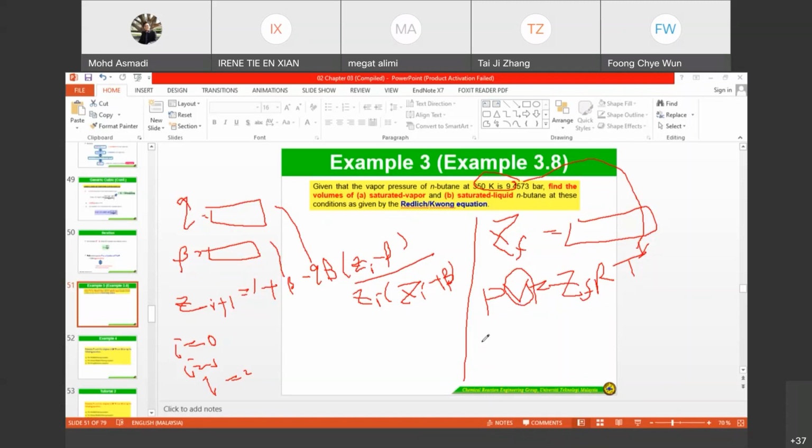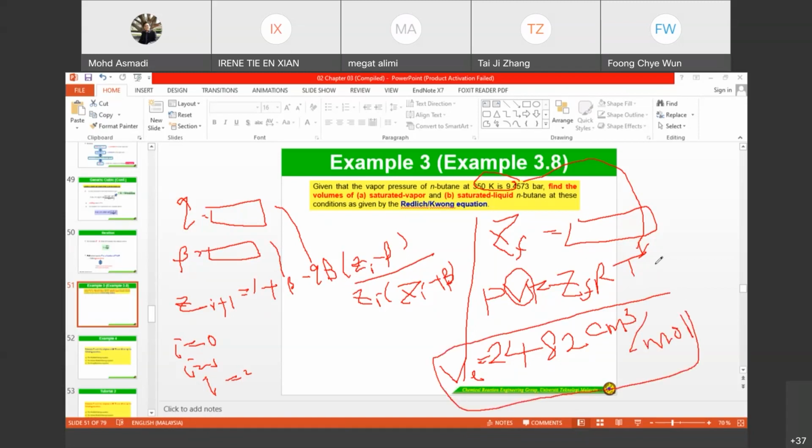If you want to do the comparison with the experimental, because this one you calculated, right? The experimental value is 2482. This is the value of V from the experimental, meaning that is the real volume, in cubic centimeter per mole. This one is from the experimental. How about yours from the calculated one? Give me the answer.